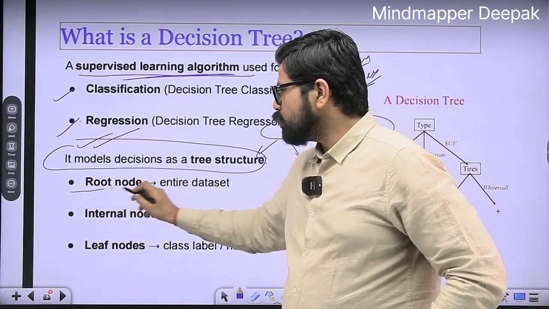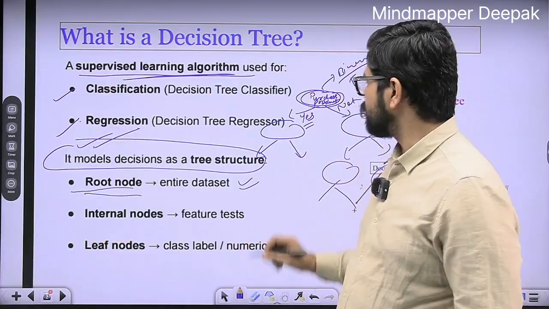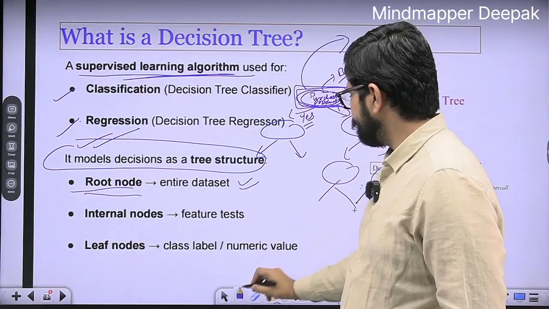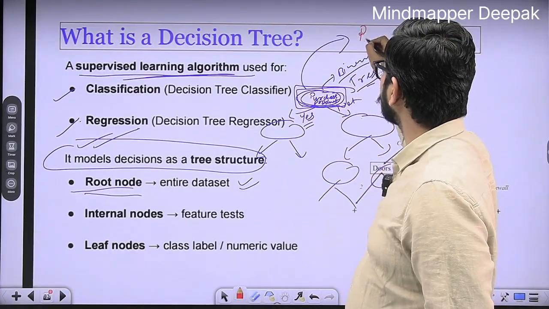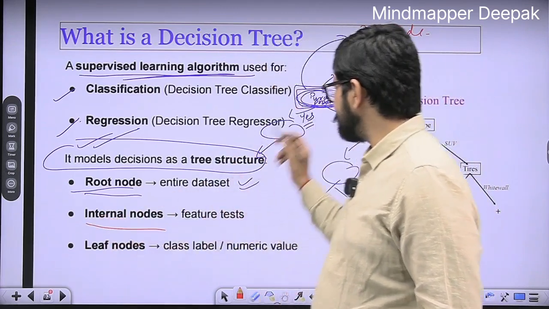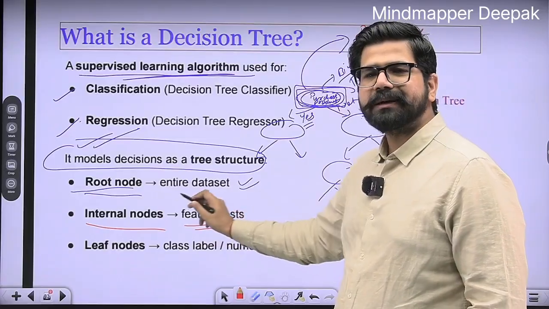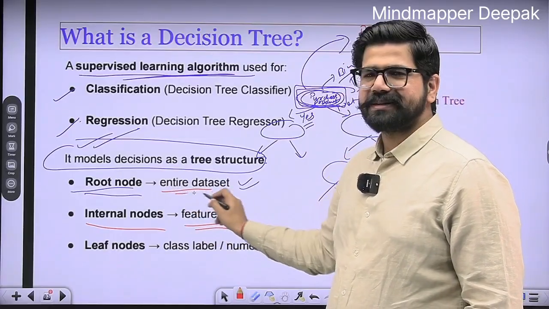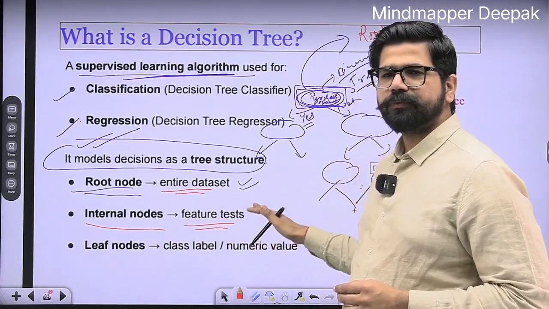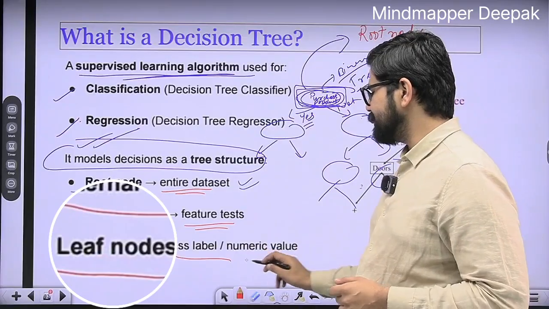We have a root node in that. You must keep in mind that in the decision tree we have a root node, so the first and foremost part of your decision tree is your root node. Then we have internal nodes. These remaining other nodes are your internal nodes, which are known as feature tests. The root node is the entire data set: in the root node, you put your entire data set. In the internal nodes, you put some feature tests. Then we have leaf nodes. These are nothing but the class labels or the numeric values you have.